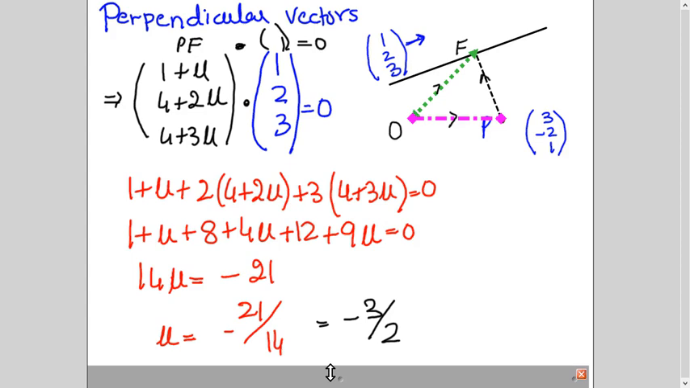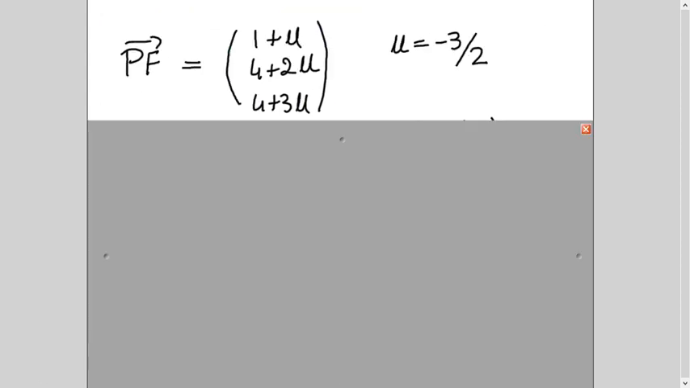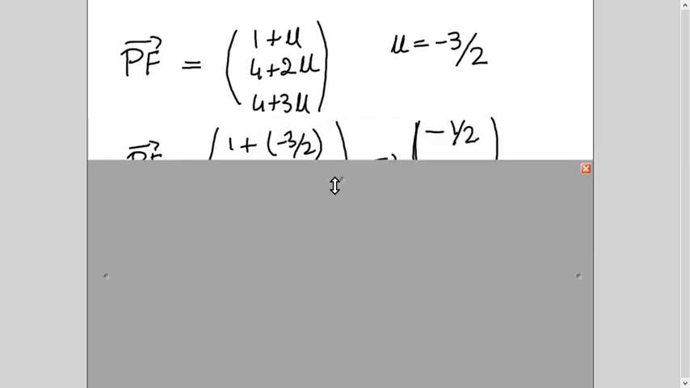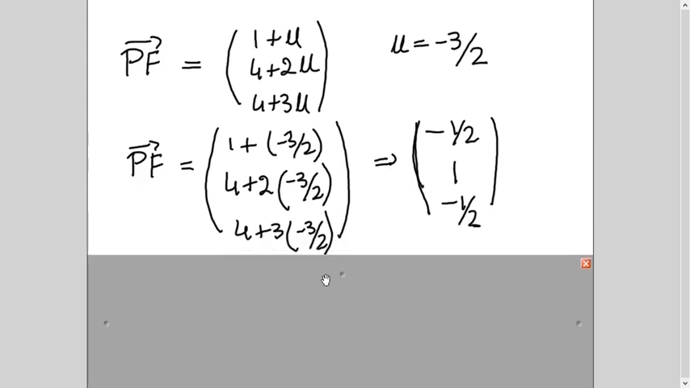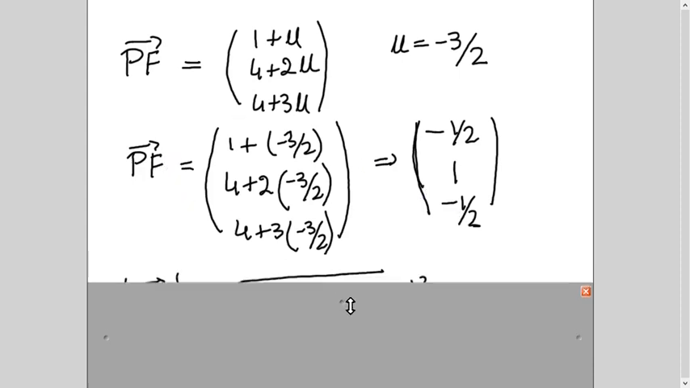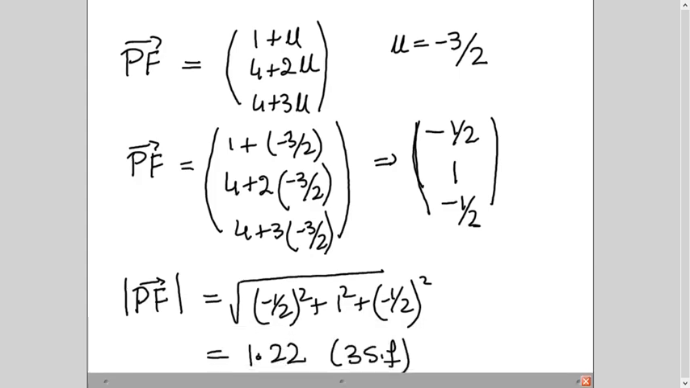The whole target is to find PF. So now minus 3 upon 2 I will plug in here to get my vector PF, right? So let's plug in the value of mu. After substitution and simplifying, you get (-1/2, 1, -1/2). So now you know vector PF. If you take its magnitude, you will get the size of it, or the distance from a point to a line. I hope it makes sense to you.